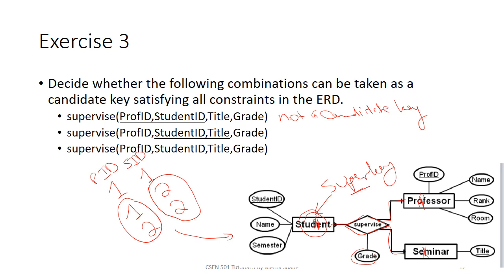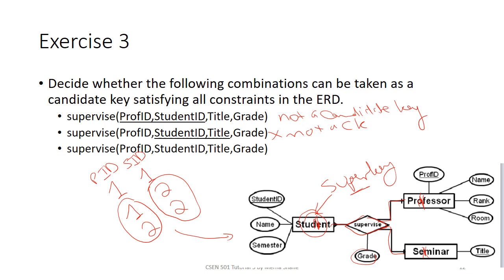Let's see the next proposal. They propose here to have the student ID and title together to form the primary key of this relation. Now, can we state that student ID and title together form the primary key of this relation? No, because it's also not a candidate key. Because student ID on its own is a super key, so we don't need title with it in order for it to be a primary key of this relation.